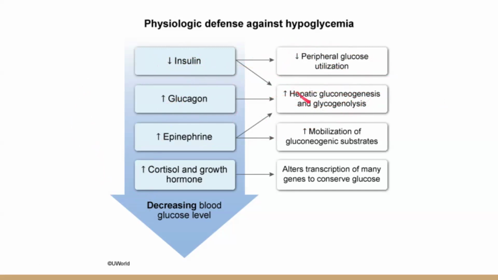There are two other hormones that I said will increase this: glucagon and epinephrine. Glucagon mainly wants to increase glycogenolysis. Epinephrine also wants to increase glycogenolysis. I also said epinephrine activates hormone-sensitive lipase, so it's going to mobilize gluconeogenic substrates, things that are not glucose itself but can be made into glucose, for example fatty acids. So you want to mobilize fats, and you do that by hormone-sensitive lipase. Cortisol and growth hormone take this long because they want to alter transcription of many genes to conserve glucose.